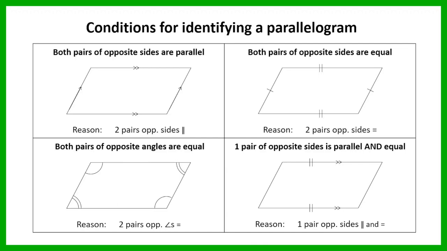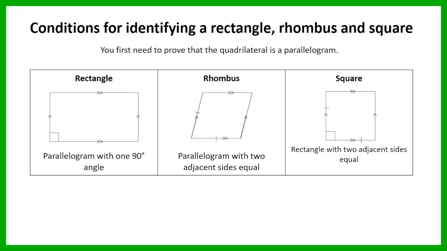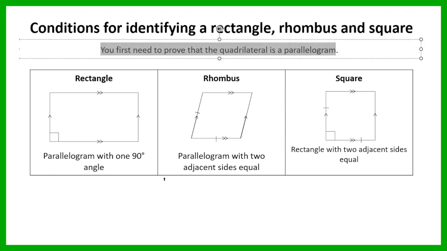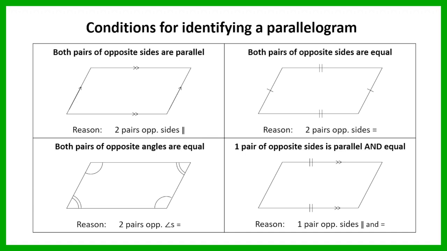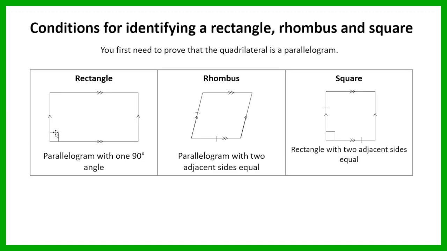Okay. Then, if you want to prove that a quadrilateral is a rectangle, remember the rectangle, the rhombus, and the square are all special kinds of parallelograms. So you first need to prove that they are parallelograms before you can prove that they are a rectangle, a rhombus, or a square. Okay, so using the methods that you had over here to prove that it's a parallelogram, along with, for a rectangle, the fact that you have a 90 degree angle, or for a rhombus, the fact that you have adjacent sides that are equal, or for a square, the fact that you have a 90 degree angle and that the adjacent sides are equal.